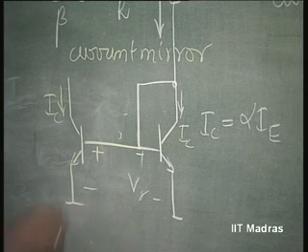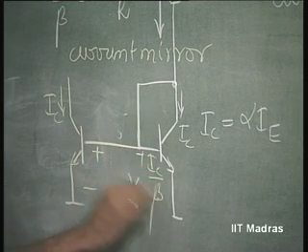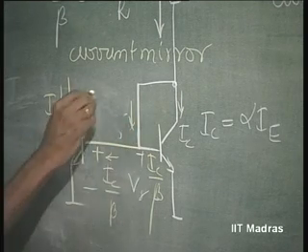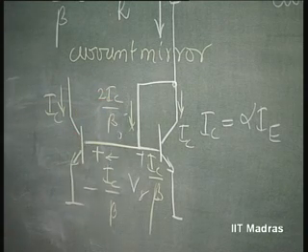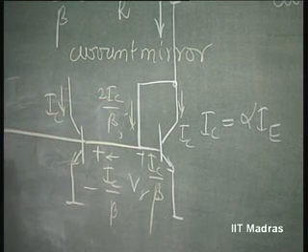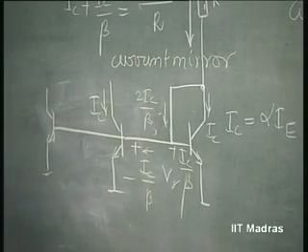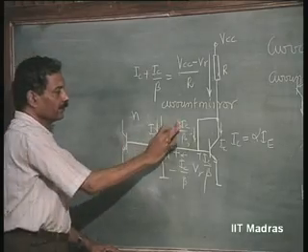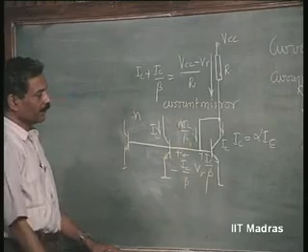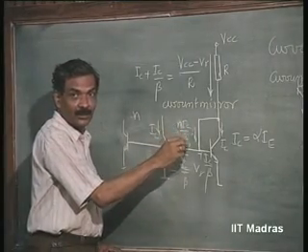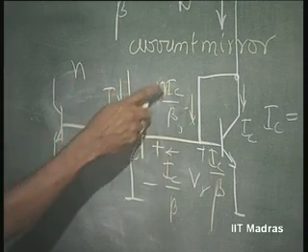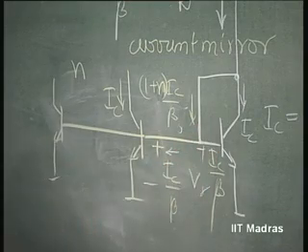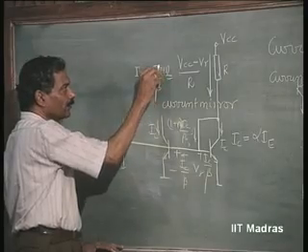Only thing is, now this is IC by beta, this is also IC by beta, and therefore this current is now twice IC by beta. If I connect another transistor, this will become thrice IC by beta. Therefore, if I connect n such transistors, it will become n times IC by beta plus 1 of this. So, that means here you get this as n plus 1.